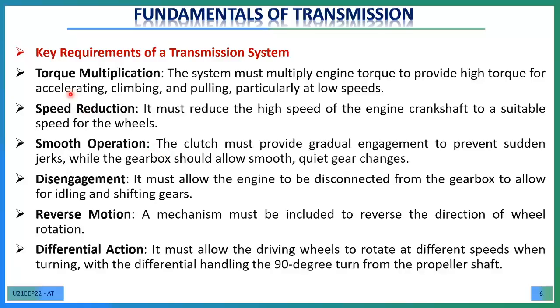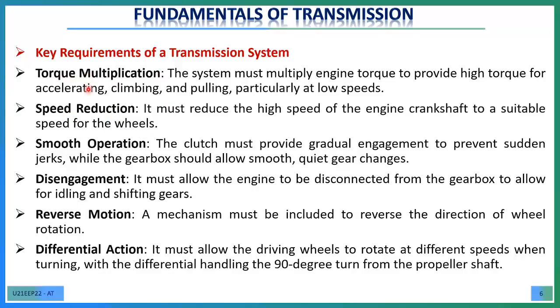What are the key requirements of a transmission system? There are a lot of key requirements. The first one is torque multiplication. The system must multiply engine torque to provide high torque for accelerating, climbing and pulling, particularly at low speeds. Speed reduction: it must reduce the high speed of the engine crankshaft to a suitable speed for the wheels.